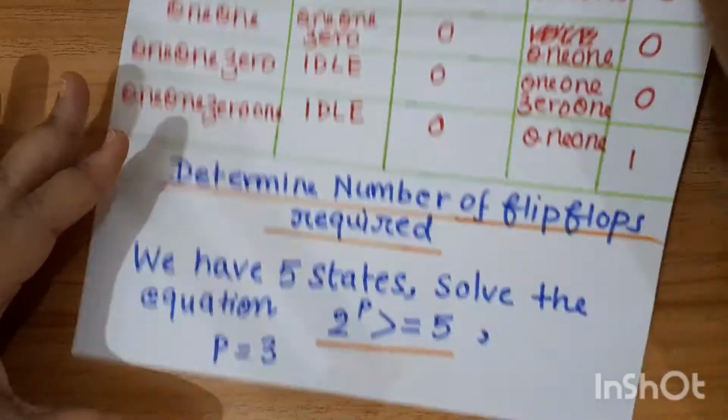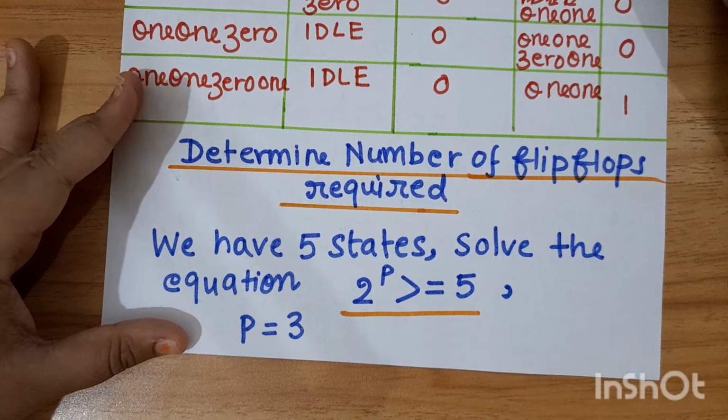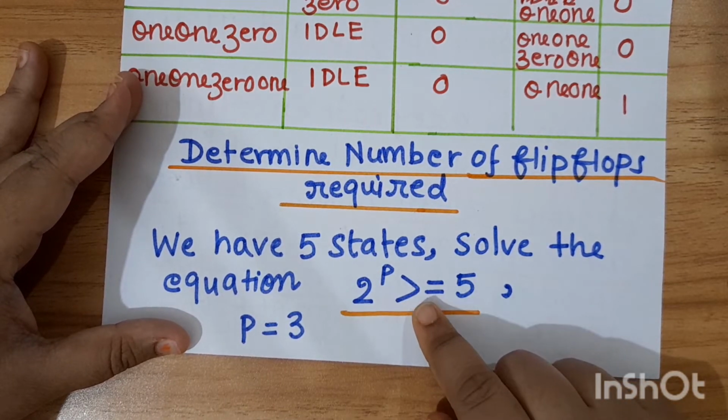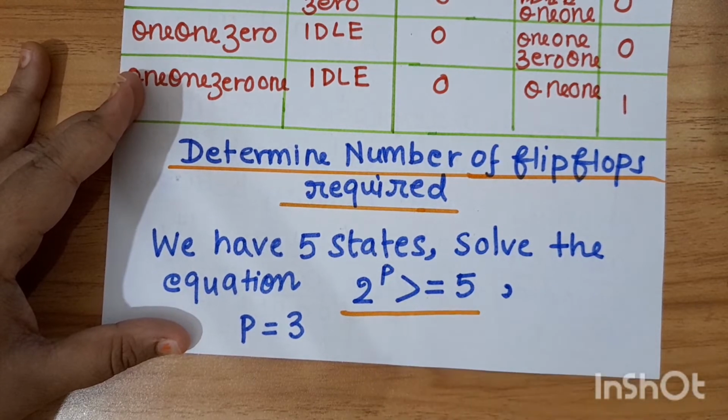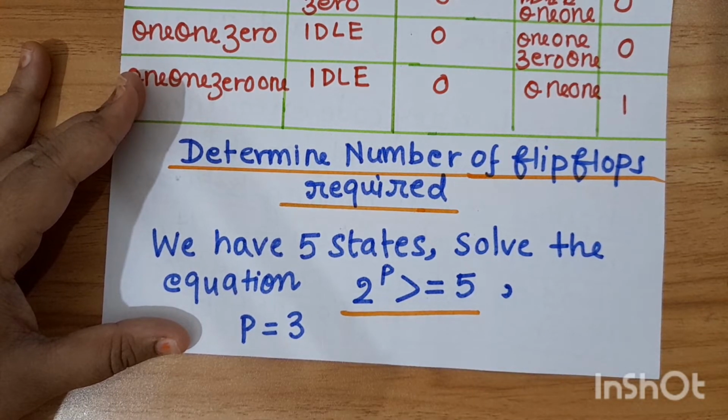Now in order to design the sequential circuit, I need to determine the number of flip-flops required. As we have 5 states, how many flip-flops are required? 2 raised to the number of flip-flops should be greater than or equal to the number of states. So here n is coming as 3. 2 raised to 3 is equal to 8. 2 raised to 2 is equal to 4. So 4 is less than 5 while 8 is greater than 5. So the number of flip-flops needed is 3.